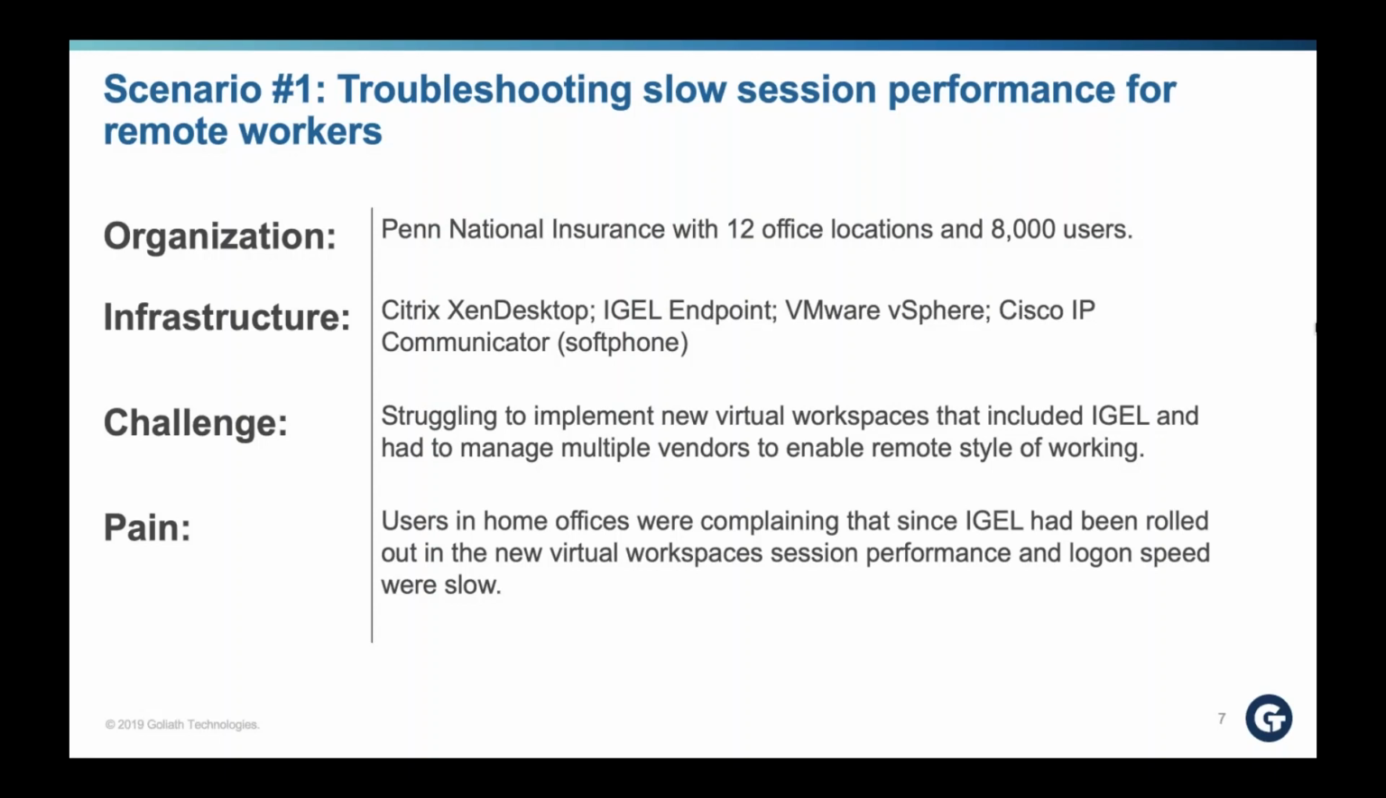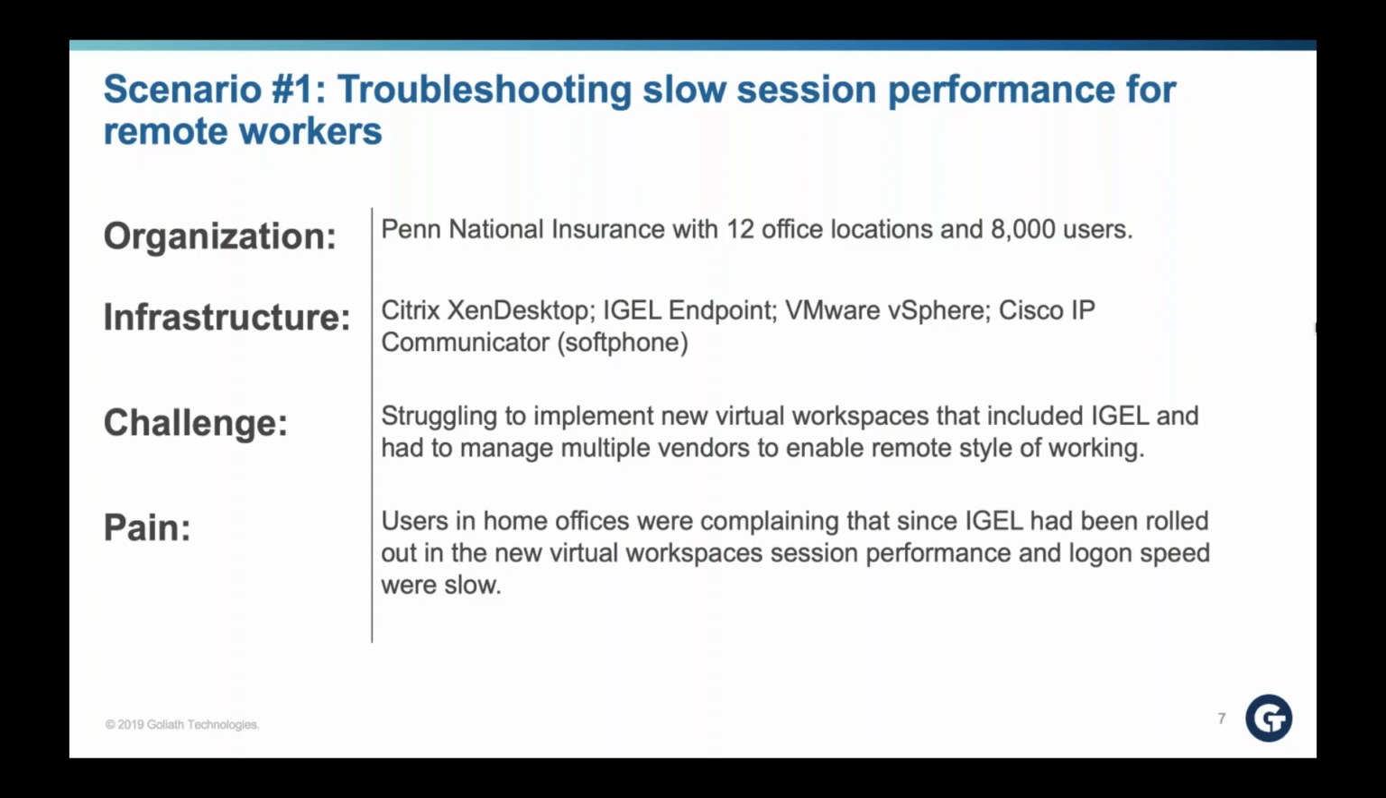The first one is with Penn National Insurance, and if you actually go to our YouTube channel, you can hear them themselves talk about this very challenge we're going to walk through. But they have 12 different office locations and over 8,000 users. Many are remote. Their infrastructure is around the Citrix Zen desktop. They have Agile endpoints, VMware vSphere, and then for their soft phone, they use Cisco IP Communicator.